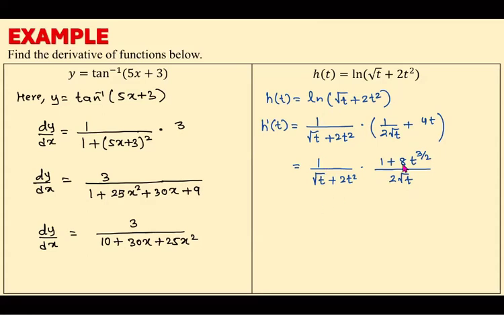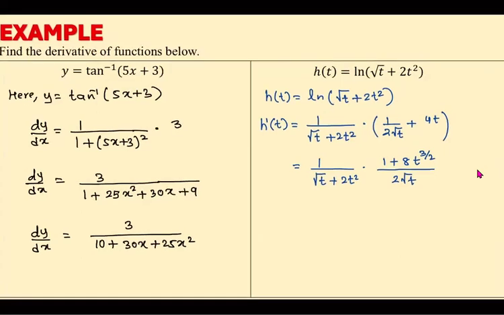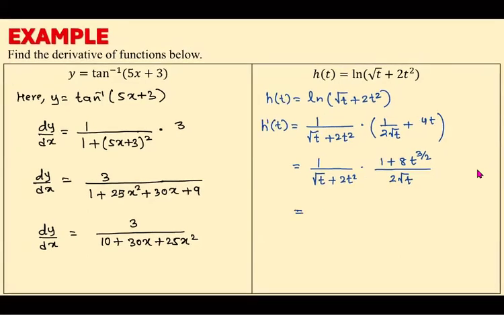Now, what do we do? We have two fractions in the form of multiplication. So we multiply numerator with numerator. 1 multiplied to that is just 1 plus 8t raised to 3/2. And in the denominator, we multiply this one with this. So 2 square root of t multiplied by square root of t is 2t. Then plus, if we multiply this one with this, 2 times 2 is 4, and square root of t times t squared is t to the 3/2. So that is the answer for the second part here.